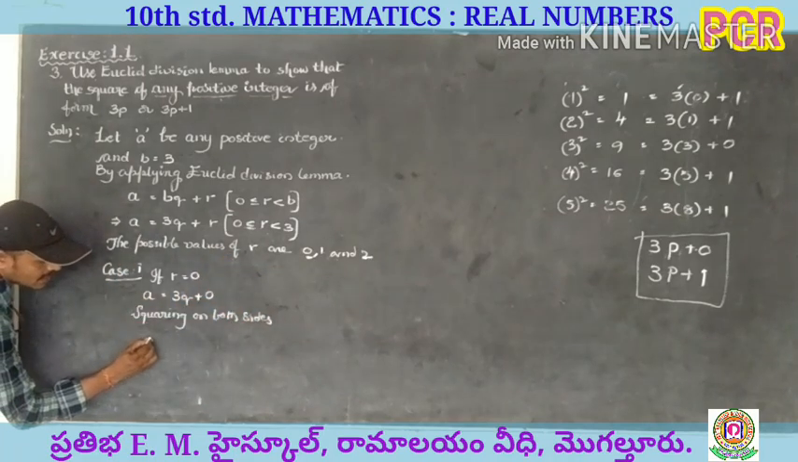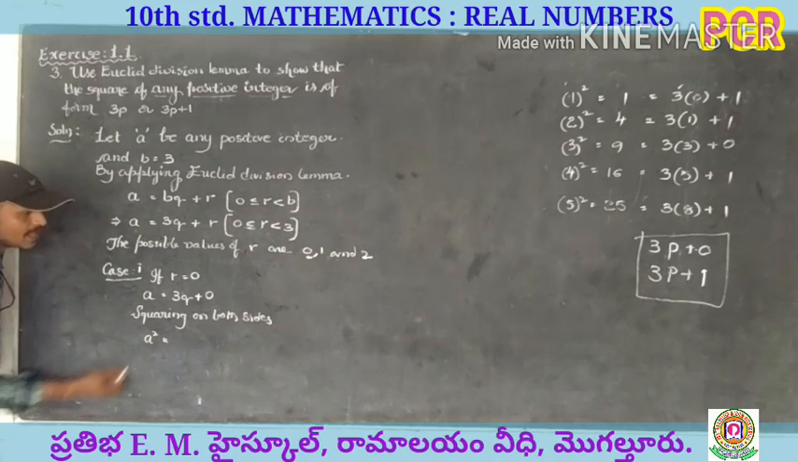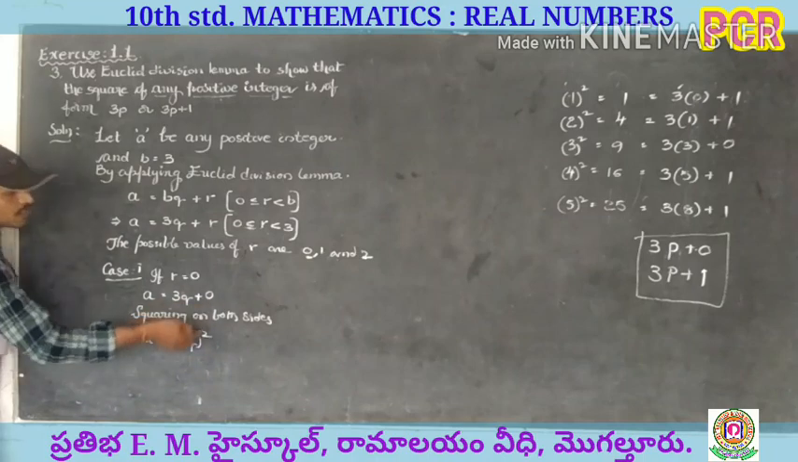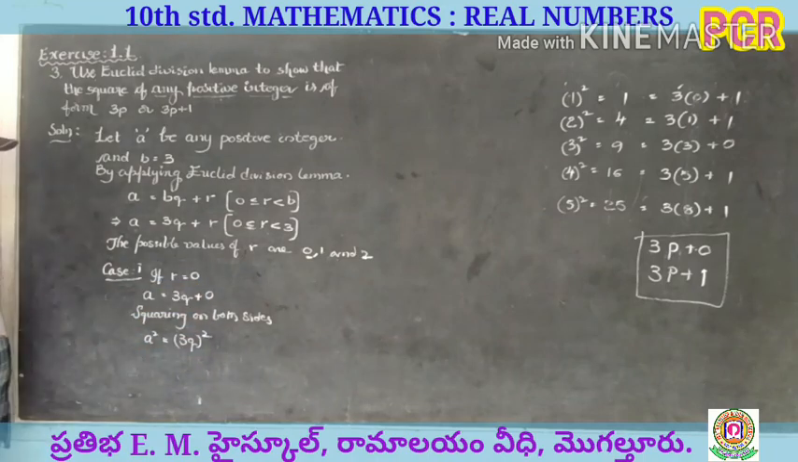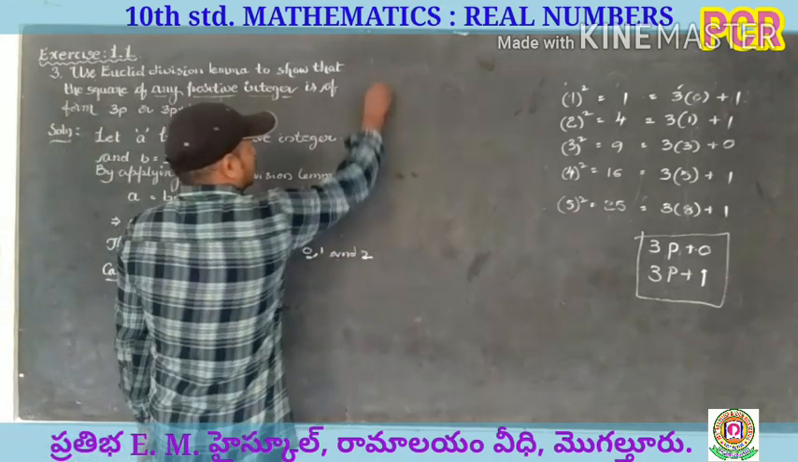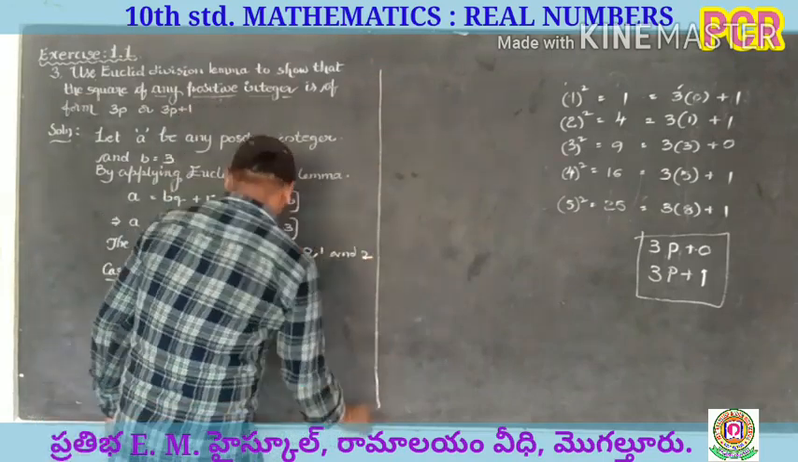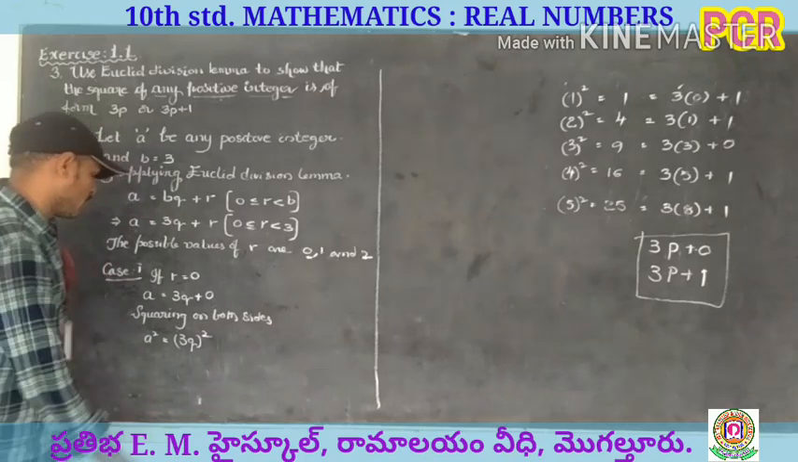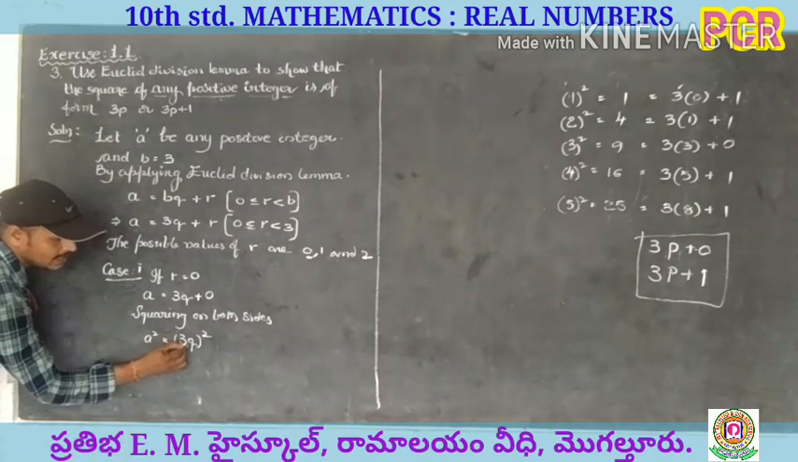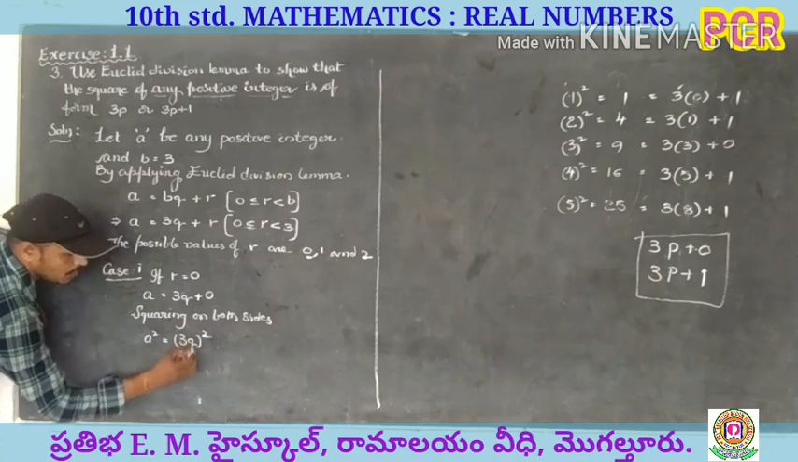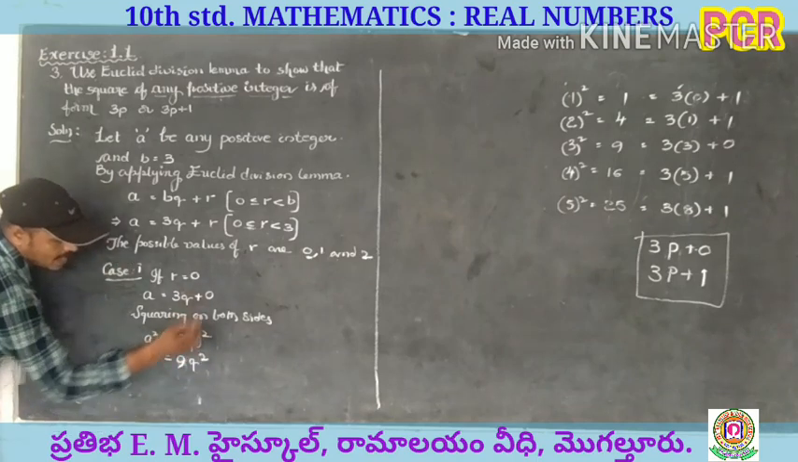A square is equal to (3q) whole square. Is it right? A square is equal to (3q) square, which means 3 threes are 9, q square.